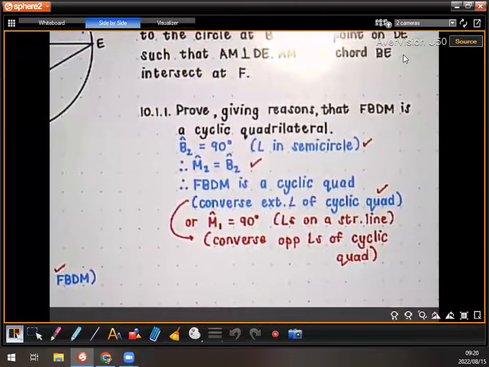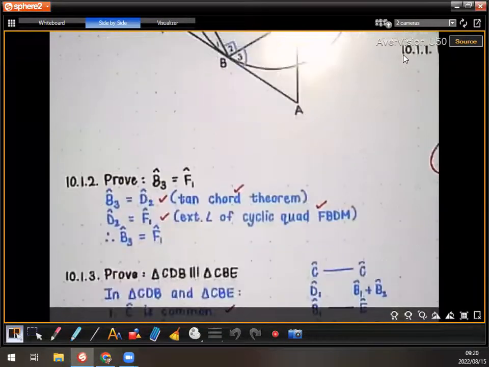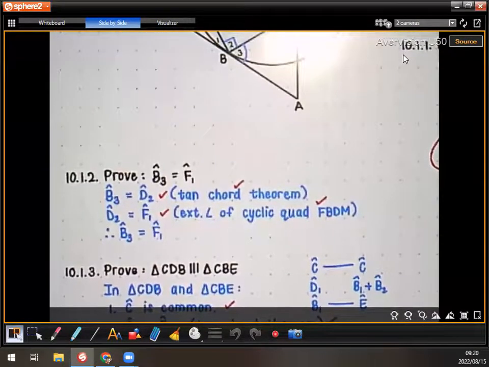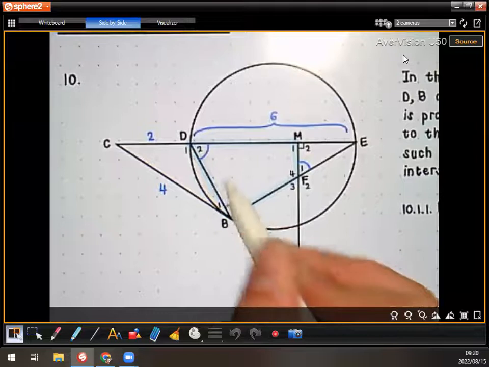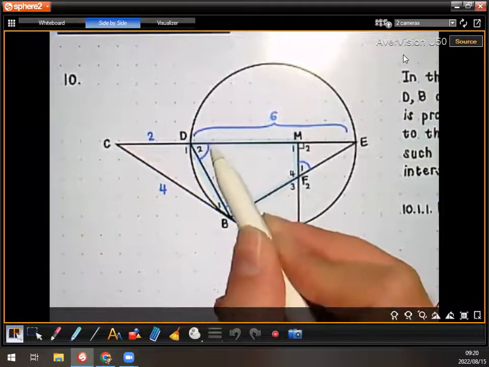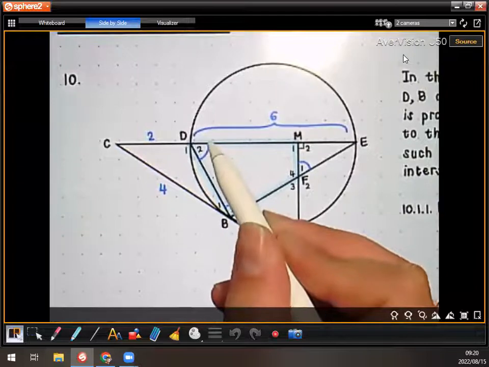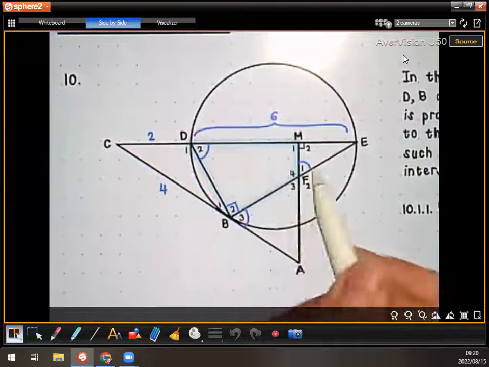Okay, are we fine with that first one, guys? Okay, then the next one, you had to prove that B3 was equal to F1. So what did I do there? I said B3 is equal to D2. Do we agree with tangent theorem there? They told us that AC is a tangent, right? So B3 is equal to D2. And then I said that D2 is equal to F1 because of exterior angle on the cyclic quad.